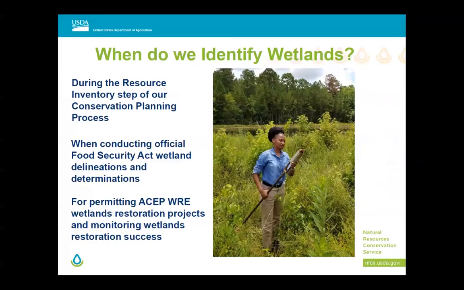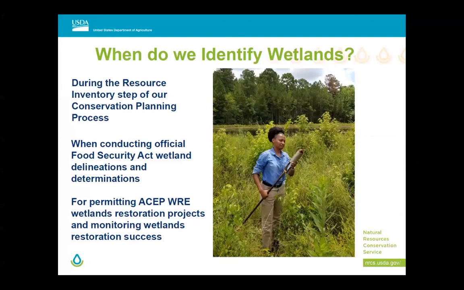Another major way that doesn't impact everybody directly, but certainly is a major factor for our customers, and for some of us, it's 50% or more of what we do on a daily basis, is conducting official Food Security Act wetland delineations and determinations. So the delineation is going out and seeing if there's a wetland there, and if there is, what is the boundary of that wetland? And then the determination is putting the appropriate USDA Food Security Act label on that wetland, which is based off of land use history, agricultural cropping history, and many other factors.